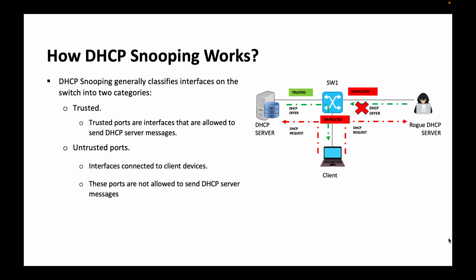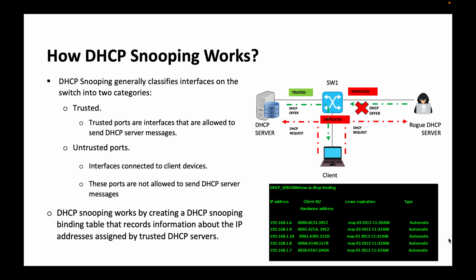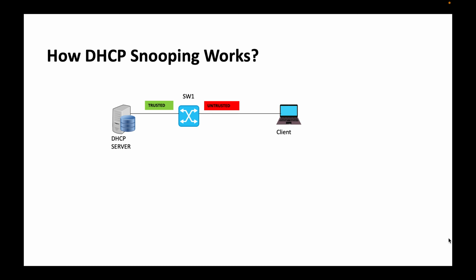So DHCP snooping works by creating a DHCP snooping binding table that records information about the IP addresses assigned by the trusted DHCP server. So it records the IP addresses assigned to the clients. It also monitors DHCP messages and filters out any that come from untrusted sources.